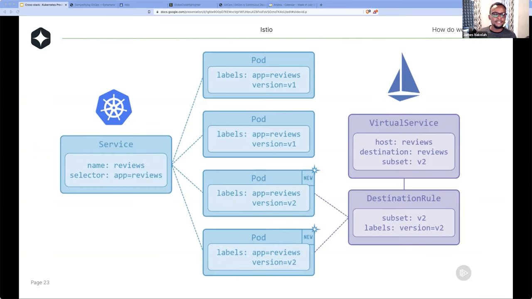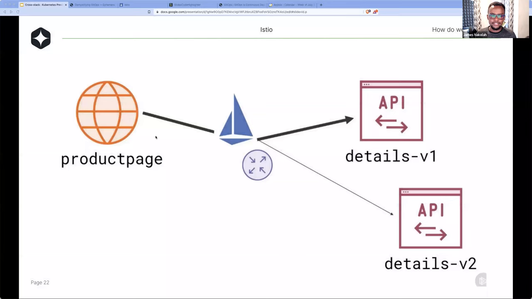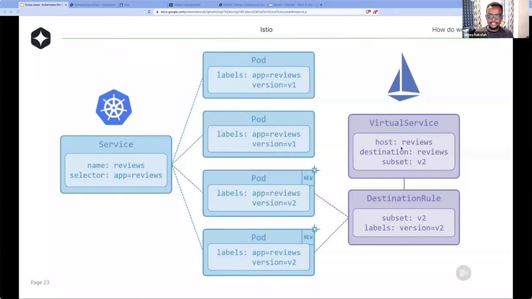So the challenge here is that we want to rather do some kind of traffic shaping. Like we just saw here, we want to forward some traffic to details V1 and forward some traffic to details V2. For that we use a virtual service, and it's not rocket science. A virtual service is coupled up with what we call destination rules to do almost the same thing a Kubernetes service does, but now we can use subset labels.